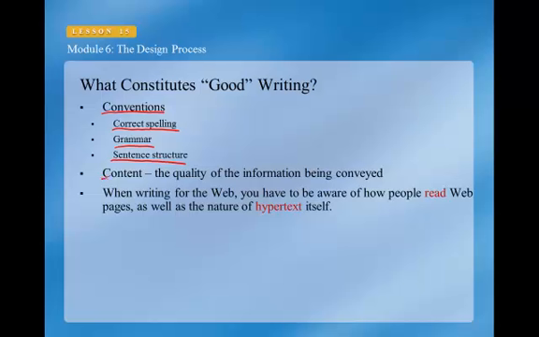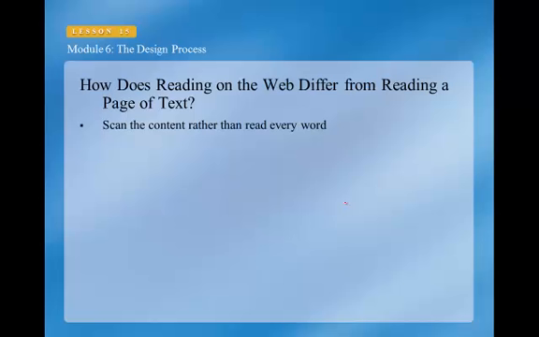The other one is content. Okay? The quality of information that's being conveyed. Make sure your content relates to what you're talking about, and make sure it's of a high quality. When writing for the web, you need to be aware of how people read web pages, okay? As well as the nature of hypertext itself. So we're going to look a little bit more about that.